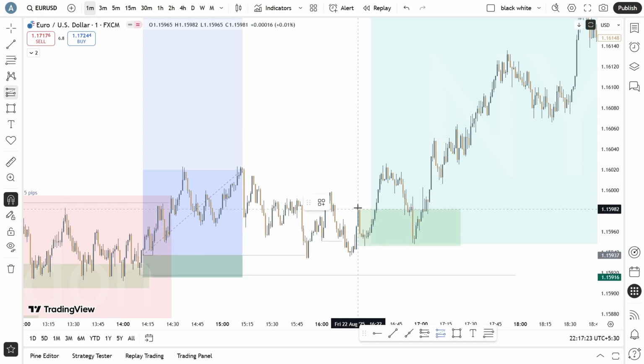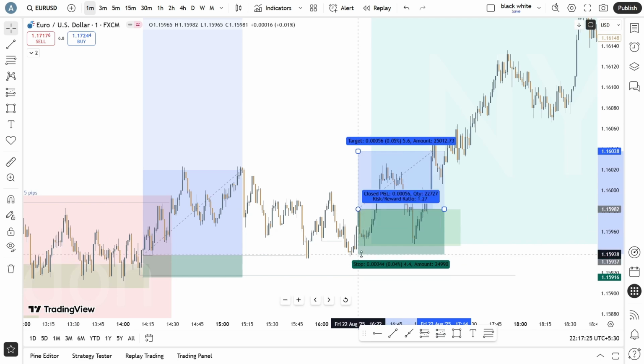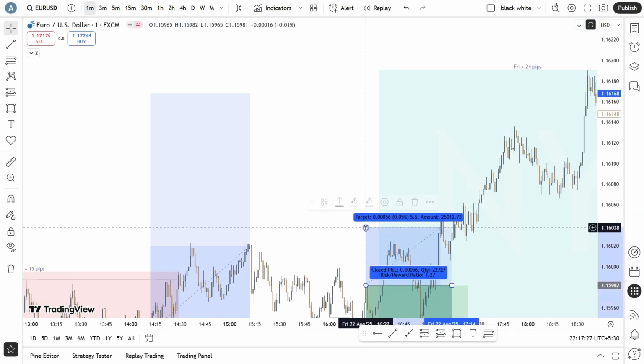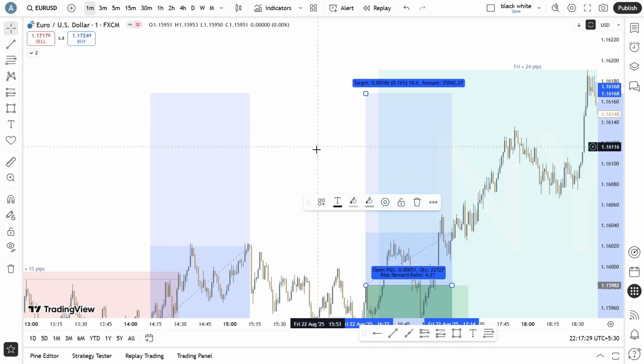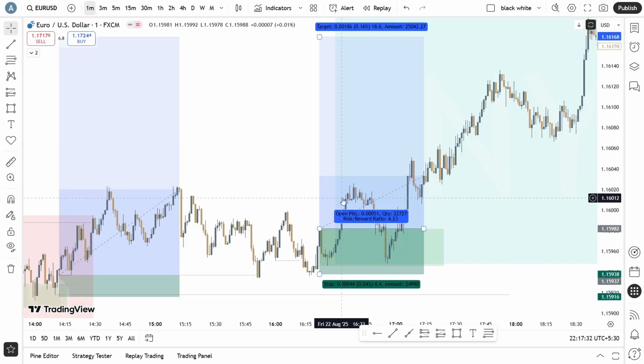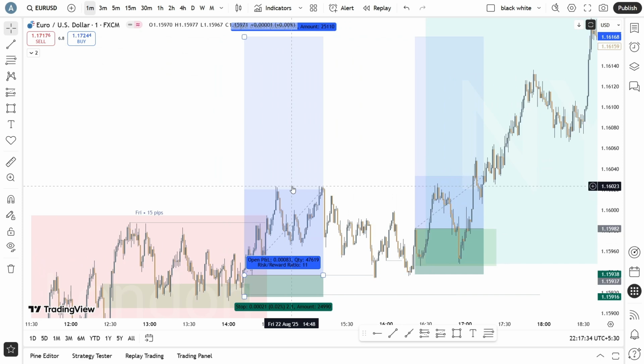So this last swing will be a safe entry, and this could be the SL. So the RR will not be that good, but yeah, it is also one of the entries. So this is the concept of changing price action delivery.